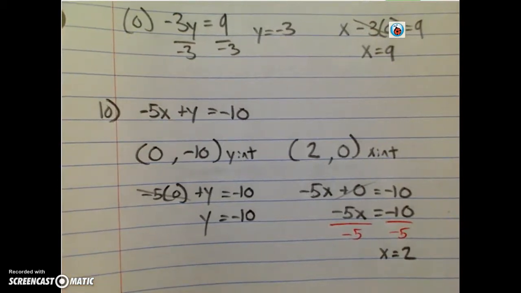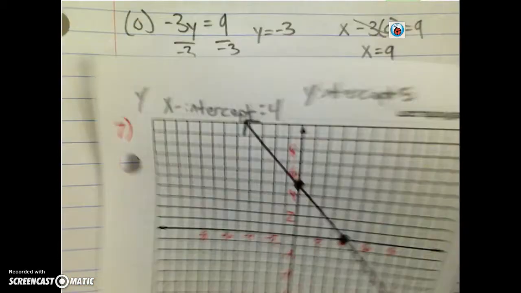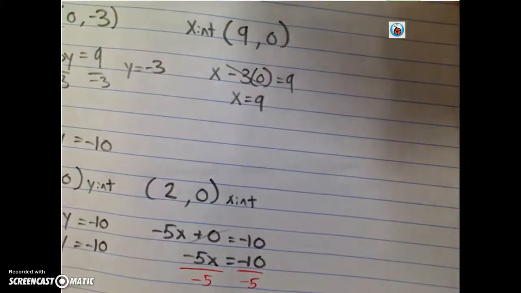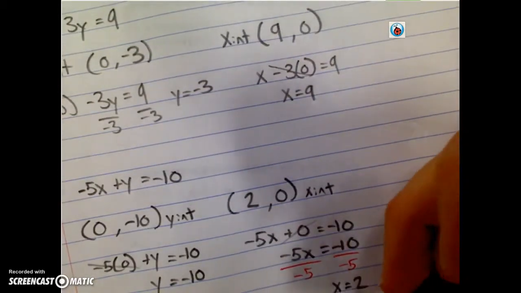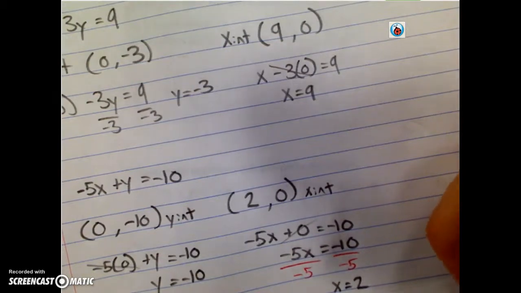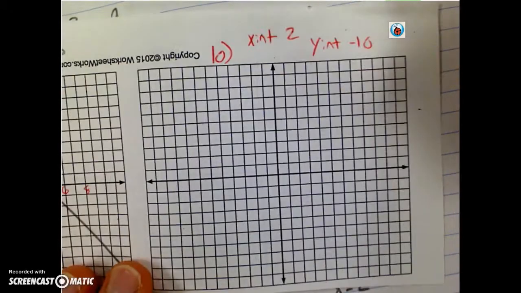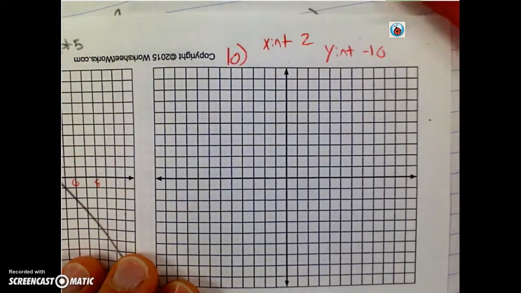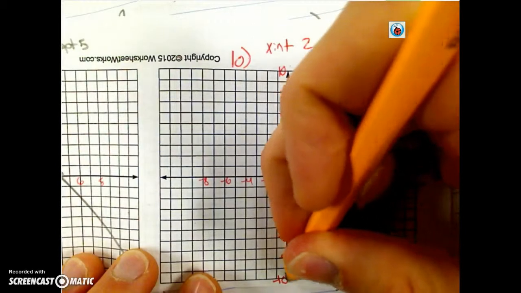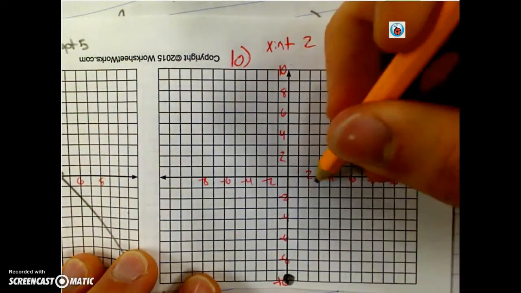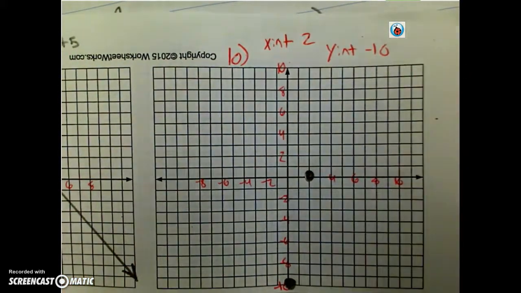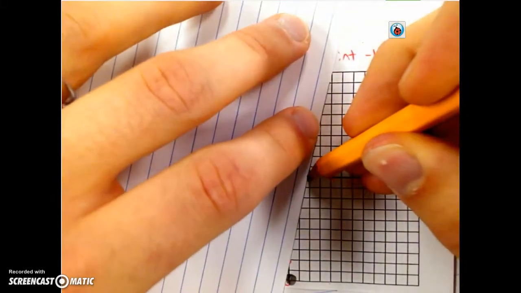Now what we're going to do is take these two values, just like we did on number 7. We're going to go over here for number 10, and we know that we've got an x-intercept of 2 and a y-intercept of negative 10. So we'll get our graph scaled here, and then we'll be good to go on graphing it. I've got my y-intercept of negative 10 all the way down here, my x-intercept of 2. Kind of a pretty steep line here, but that's okay. We'll connect it.